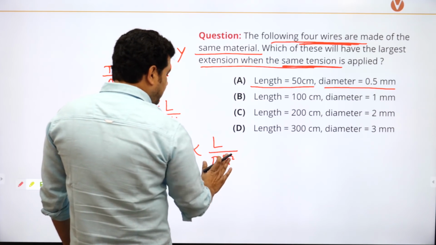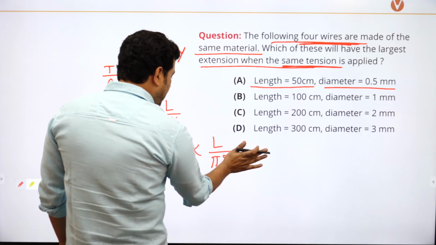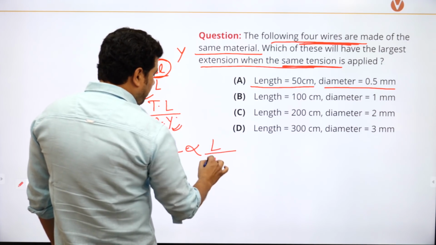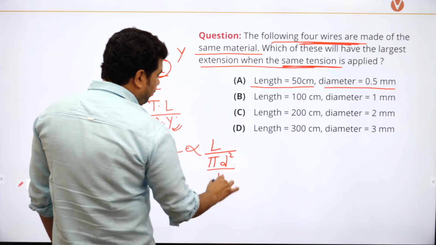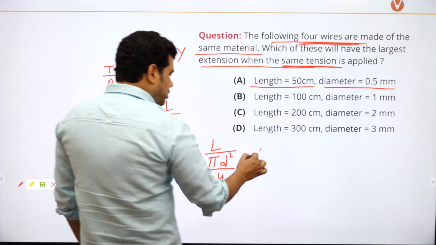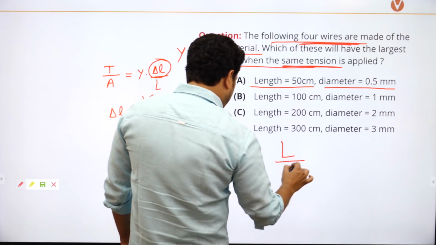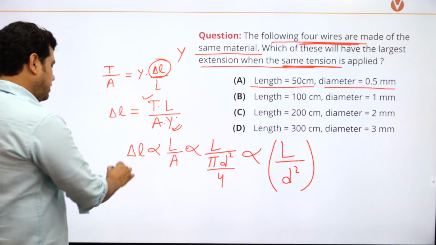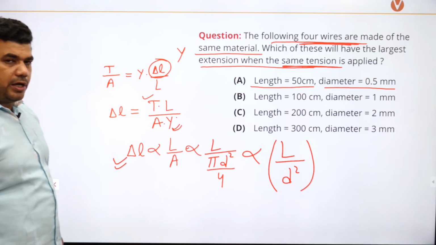So if the diameter is given, then what can we say? We can say L divided by pi d square by 4. Pi by 4 is also the same, so we just have to check L upon d square. L upon d square is directly proportional to delta L.